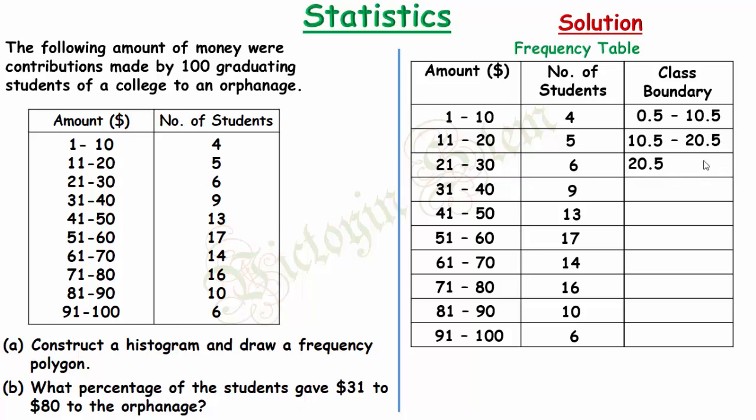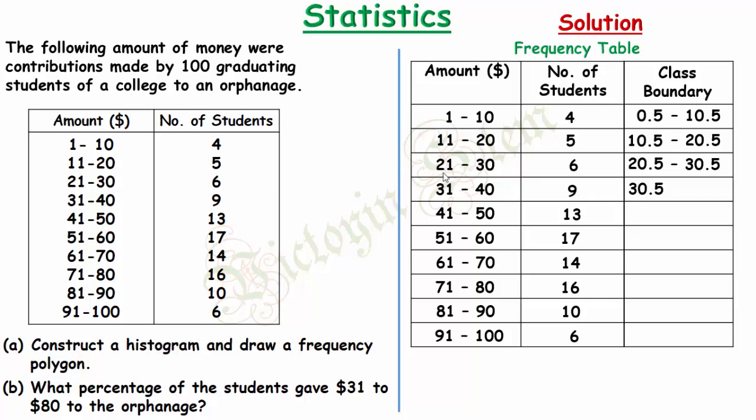To get the upper class boundary of the third class and the lower class boundary of the fourth class, I'll work with 30 and 31. So I'll write 30 plus 31 divided by 2 equals 61 divided by 2. If I divide this, it boils down to 30.5. So I'll write it here. So I've gotten my upper boundary of the third class and the lower boundary of the fourth class.